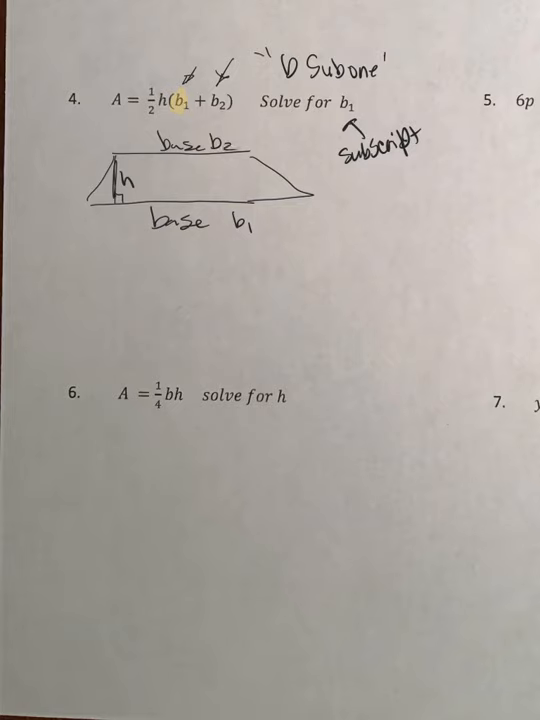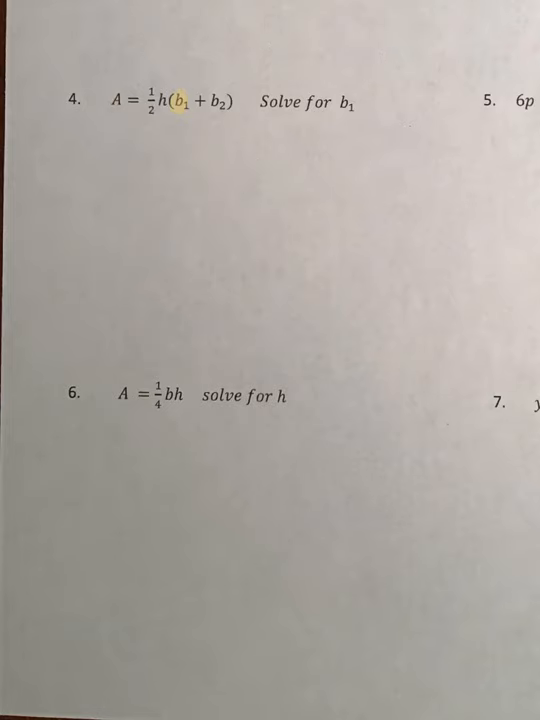And remember, area is how many squares can you fill up, cover the surface. So we're trying to find how many squares we can cover up the surface with, and that's what area is about. So that's what this area formula is about. So not that you really needed to know that this was an area formula for a trapezoid, but bottom line is we want to solve for b sub 1. So how are we going to do that?